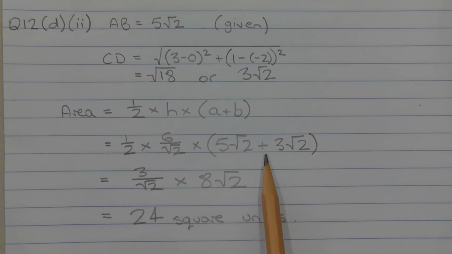Now 5√2 + 3√2 simplifies to 8√2, and 1 over 2 times 6 over √2 simplifies to 3 over √2. The square root of 2's will cancel here, and we're left with 3 times 8, which equals 24 square units, and that's the area of the trapezium.